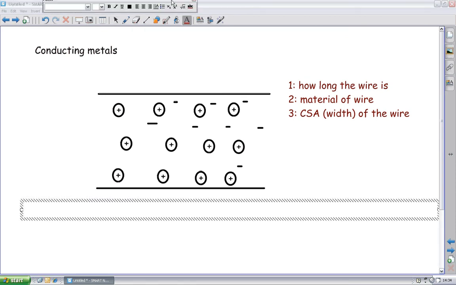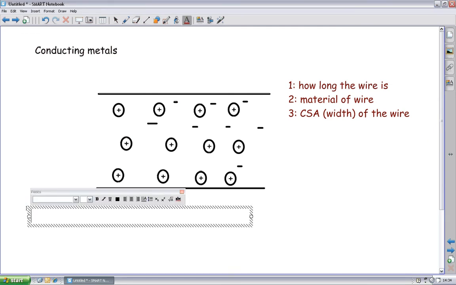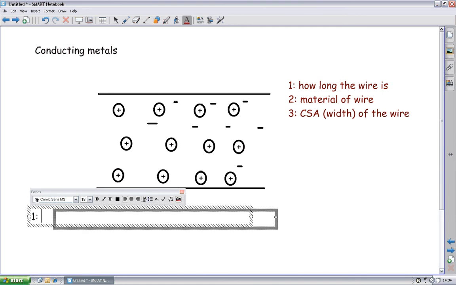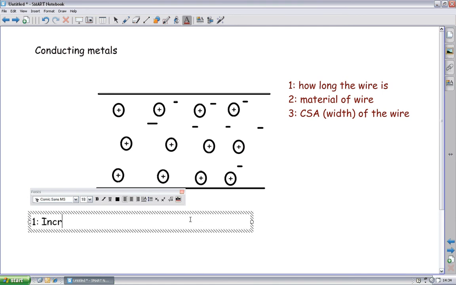So here are the three effects. If we go for one, the length of the wire, if I increase the length of the wire, I will increase the resistance.